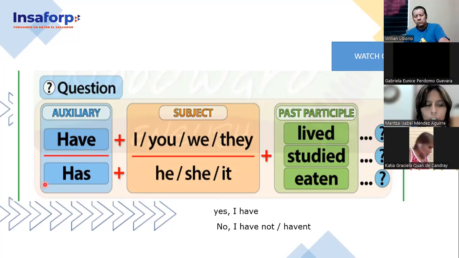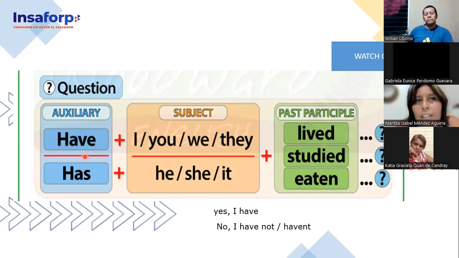So any other question? Maritza, right? When you say yet, mm-hmm. In Spanish is aún? Yes, exactly. Tomorrow we are going to see that topic, the expressions. So tomorrow I will explain to you each one of them, but thank you so much for asking right now. So we have an idea of what we're going to see tomorrow.